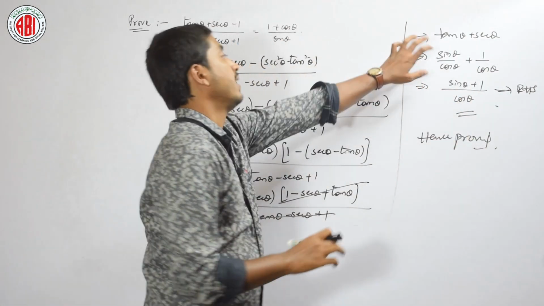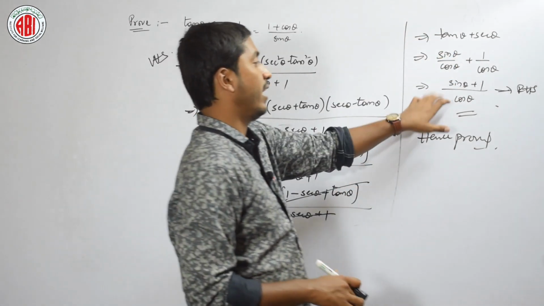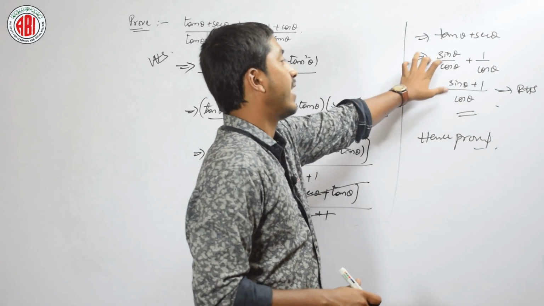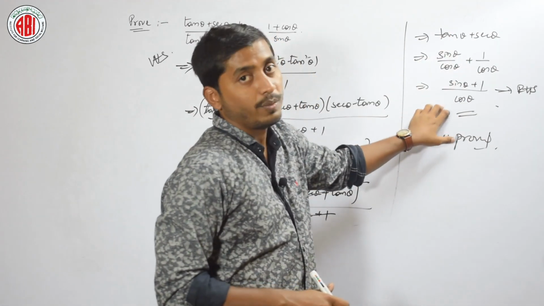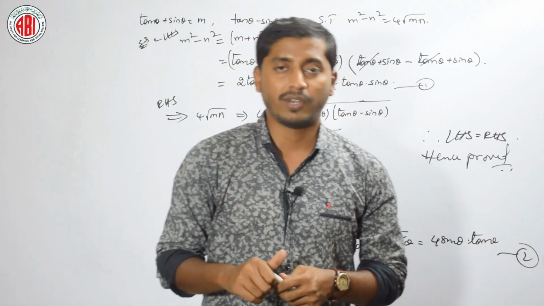What is tan theta? Sine by cos. And what is secant theta? 1 by cos. Is it clear? If we take cos as LCM, we will get sin theta plus 1 by cos theta, which is to be proved. Is it clear? Right? This is for today.